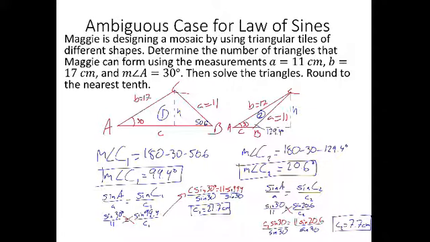So now we've solved both triangles. We have two different triangles. Two of the sides are identical, one of the angles is identical, and everything else is a little bit different.